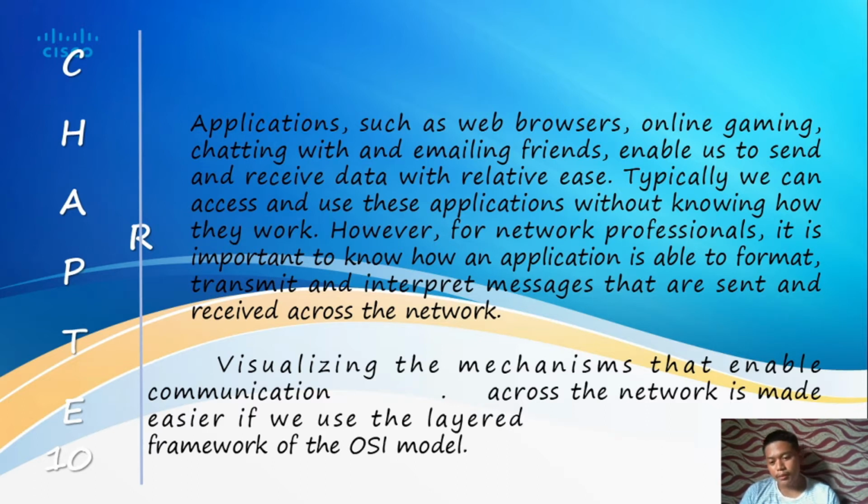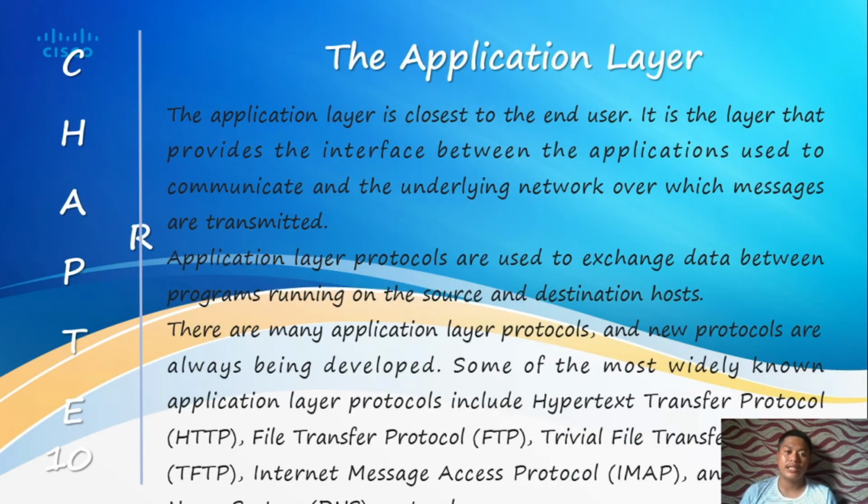Visualizing the mechanisms that enable communication across the network is made easier if we use the layered framework of the OSI model. So, the application layer. The application layer is closest to the end user. It is the layer that provides the interface between the applications used to communicate and the underlying network over which messages are transmitted.